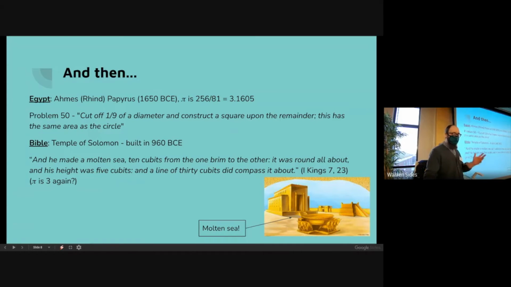Here's the quote from 1 Kings, book 7. "Anyway, he made a molten sea, 10 cubits from the one brim to the other. It was round all about, and its height was 5 cubits, and a line of 30 cubits did compass it." So if the diameter is 10 and 30 encompasses it, pi must have been 3. Everybody's catching that, right? If it's 10 cubits from one brim to the other, and it's 30 cubits encompassing it, that must have been a pi of 3.